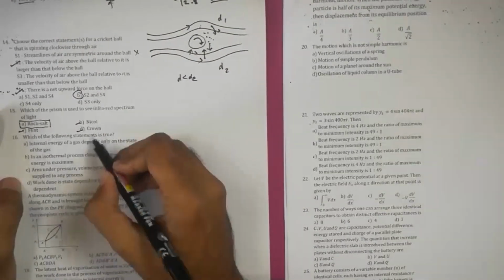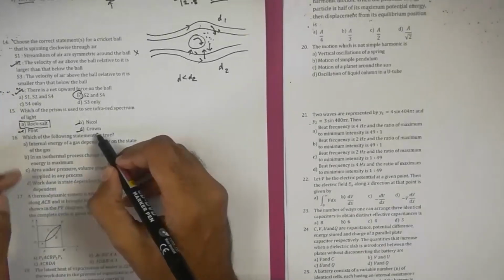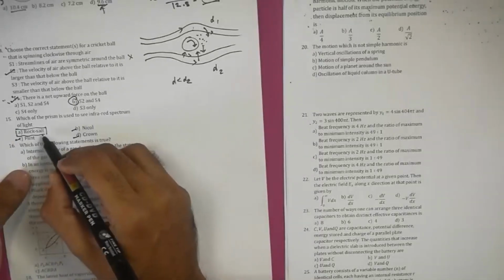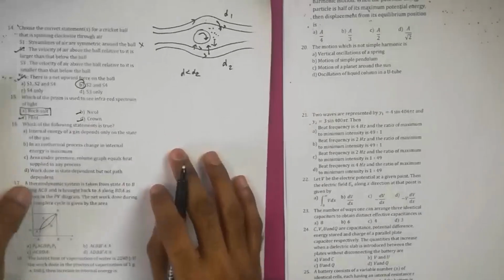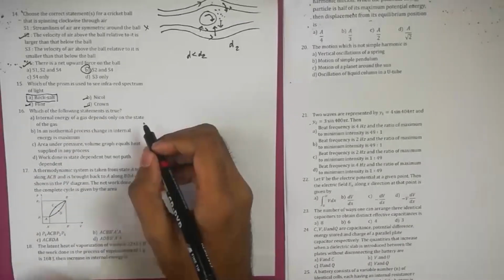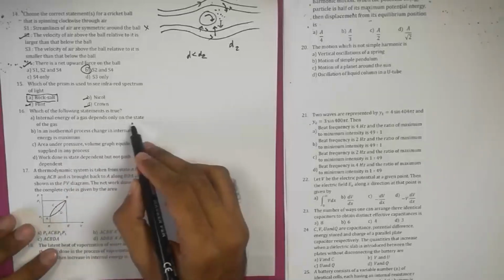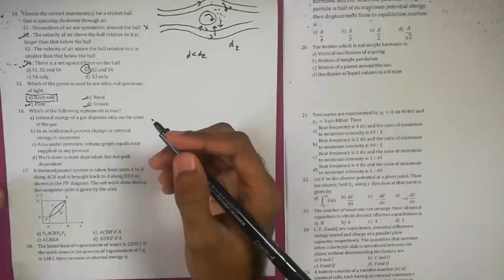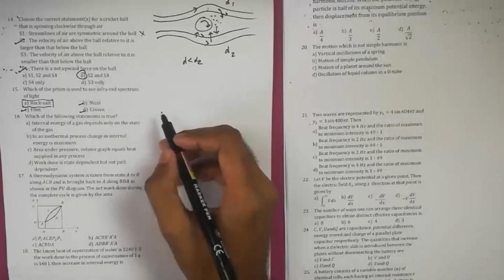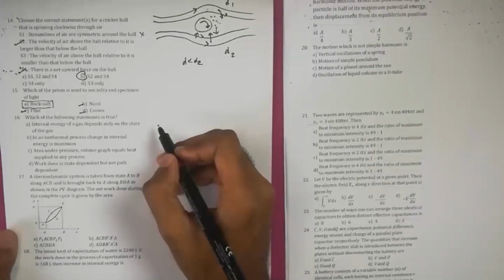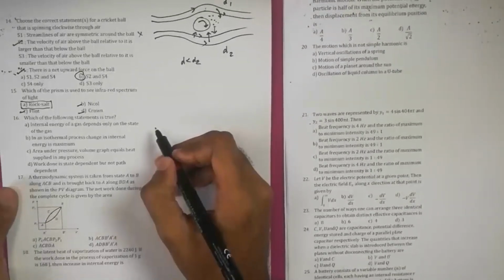Alright, next question. Which of the following statements is true? Alright, so internal energy of a gas depends only on the state of the gas. Okay, seems correct, because we already know that whatever the state of the gas is, that means state as in the velocity, the volume, the pressure inside the gas, the temperature of the gas, the kinetic energy of each of the molecules, all of this should be exactly the same. So internal energy means the total energy inside a particular gas, that is all the kinetic energy and everything of the molecules. So internal energy of the gas depends only on the state of the gas.